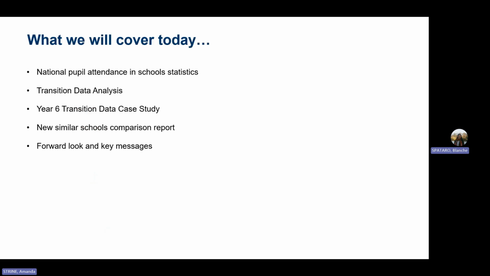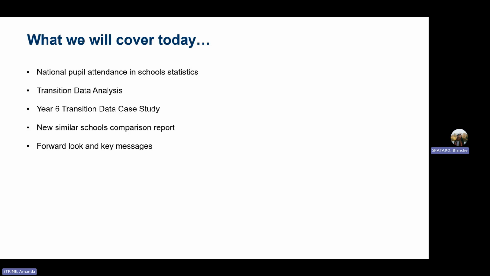I'll now run through what we'll be covering today. So here's a quick overview of what we're covering at today's session. We're going to be beginning with the National Pupil Attendance Statistics. That'll give you an overview of the current attendance landscape. We'll then be moving on to transition data analysis, looking at how attendance drops between year 6 and year 7 and what we're doing to help tackle that problem.